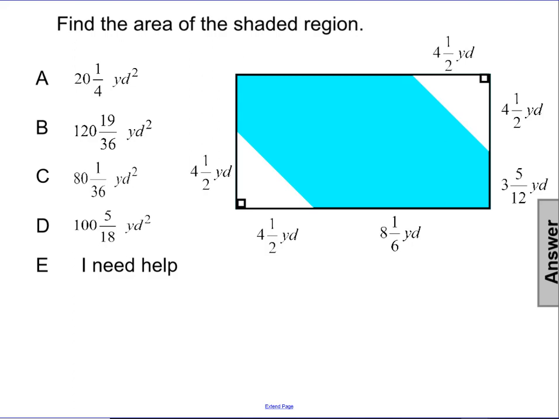Find the area of the shaded region. So first I notice that I have a large outside rectangle with two unshaded triangles in the corners. The dimensions of both of the triangles are the same, so I'm able to find the area of one of those and then just multiply that by 2 since I have 2 of them.